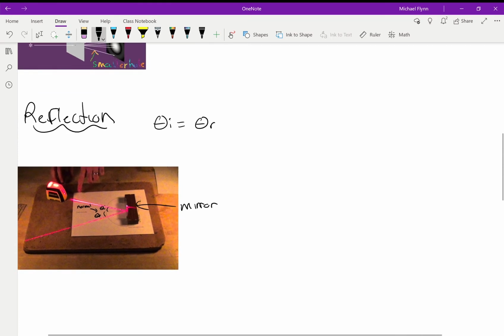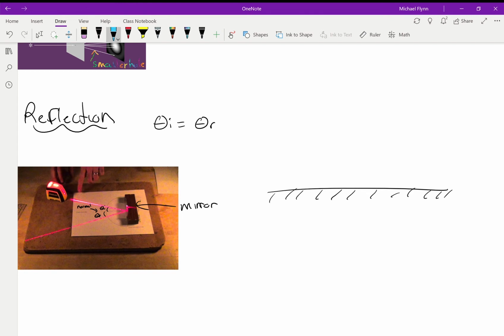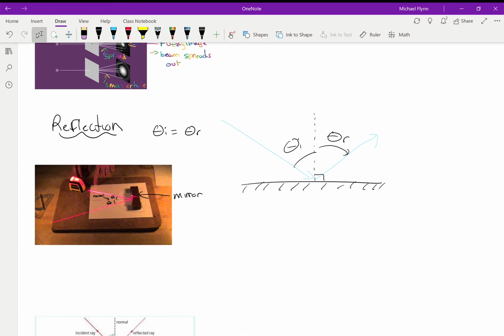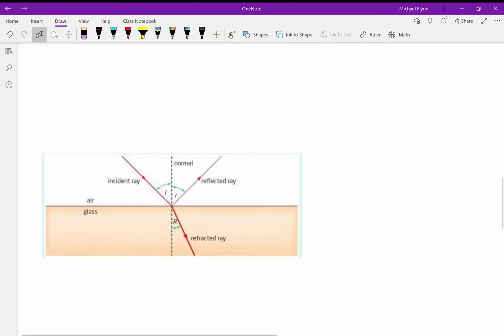If you like, I can draw another picture of it for you here. Here's your mirror, and here's your laser beam coming in. It hits this and bounces off like that. And then the normal line, just like the normal force, is perpendicular to the surface of the mirror. It's just an imaginary line. So this would be your angle of incidence, and this is your angle of reflection, and those two things are equal. That's what light does. In fact, if you throw a tennis ball at the wall and it's not spinning, it'll obey that law too. Angle of incidence equals angle of reflection. It's called the law of reflection.